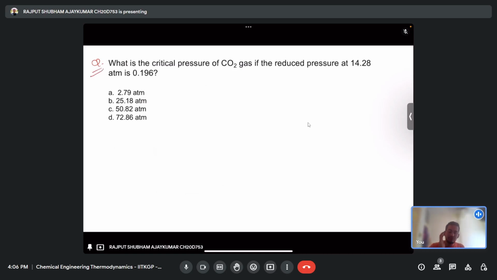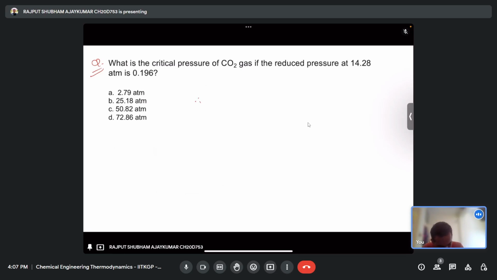So another question. What I've been asked in the given question is: what is the critical pressure of CO2 gas if the reduced pressure at 14.28 atmosphere is this? Now there are terms that we have discussed in week 1 and week 2 content also, that is critical pressure, critical volume and critical temperature. Okay, like Cp, Cv, specific heat at constant pressure and specific heat at constant volume, and similarly the critical pressure and the critical temperature.